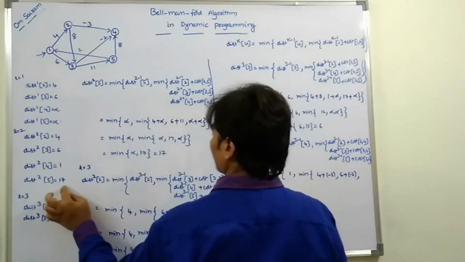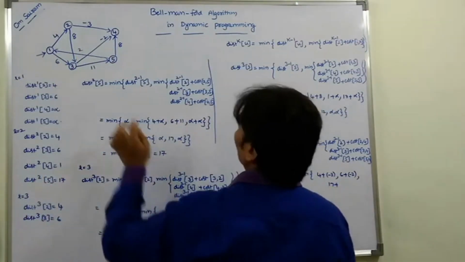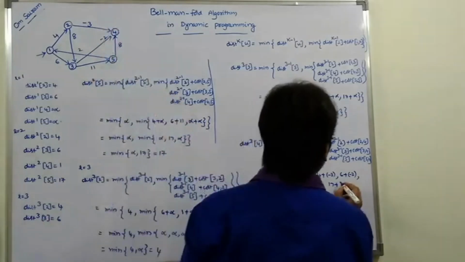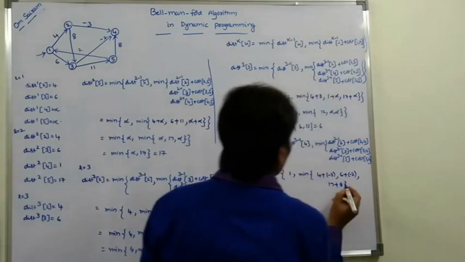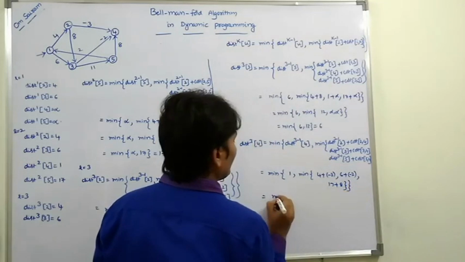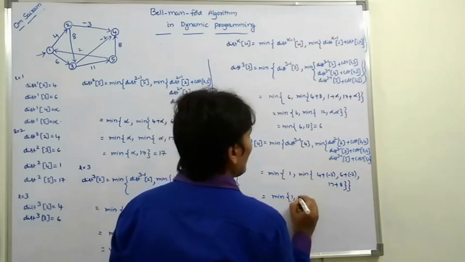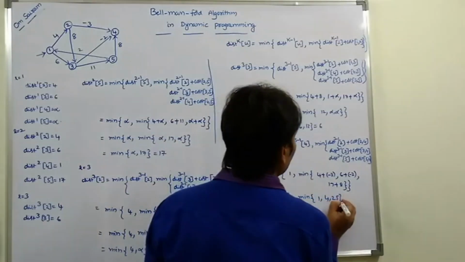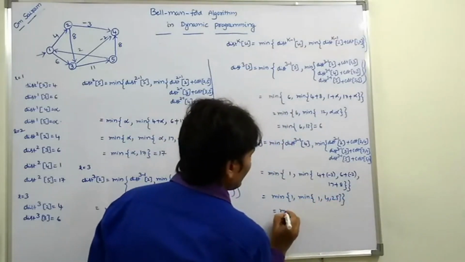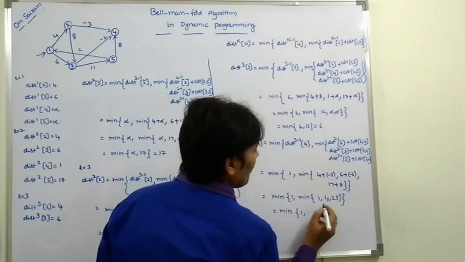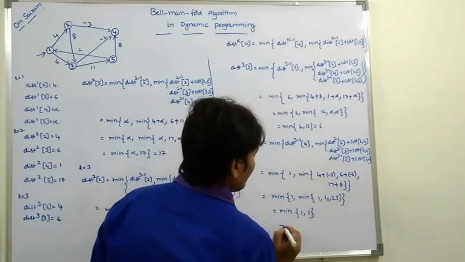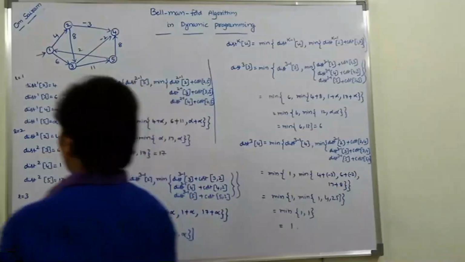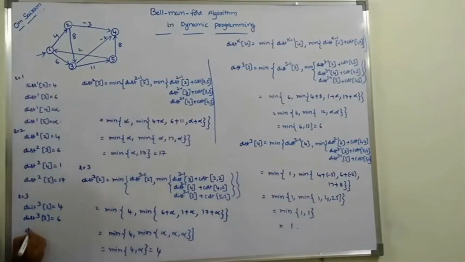DIST 2 of 5, that is 17 plus cost of 5 comma 4. 5 comma 4 is 8. So that is equal to minimum of 1 comma minimum of 1 comma 4 comma 25. So that is equal to minimum of 1 comma 1. So that is equal to 1. So here DIST 3 of 4 is equal to 1.